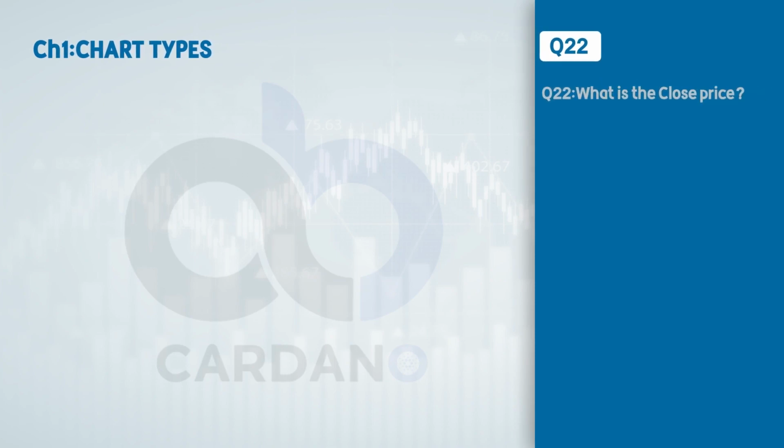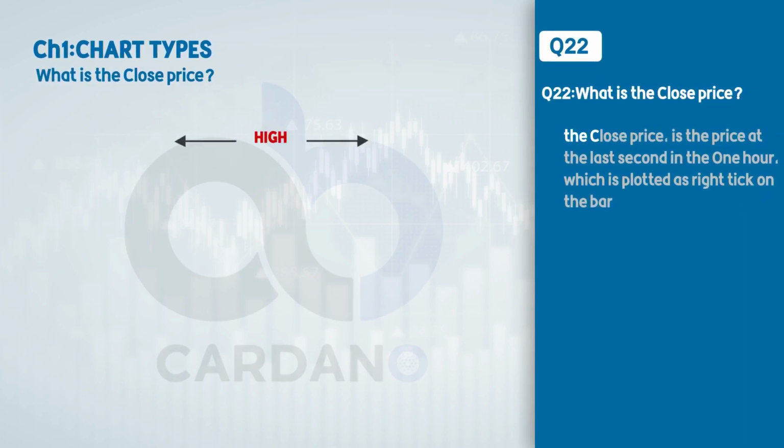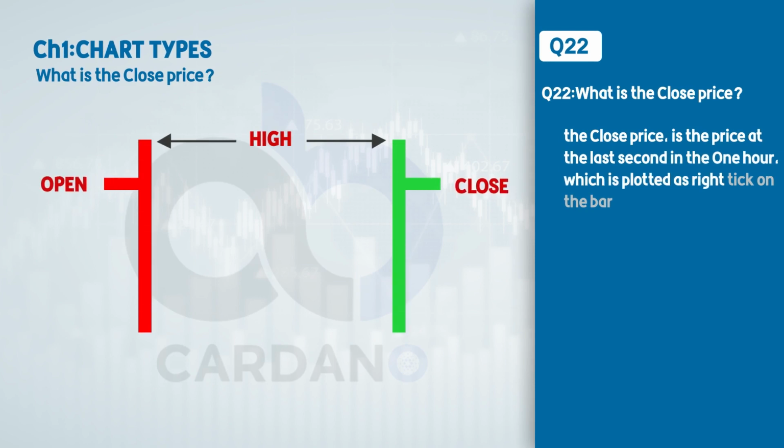Question number 22. What is the close price? The close price is the last price at the last second in 1 hour, which is plotted as a right tick on the bar.